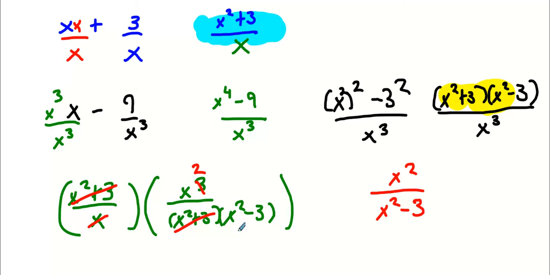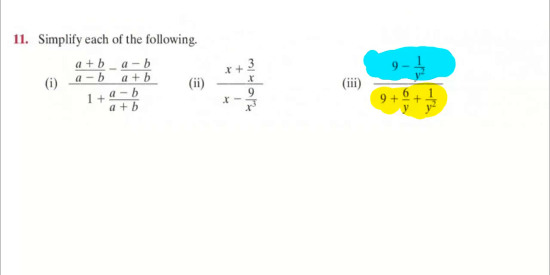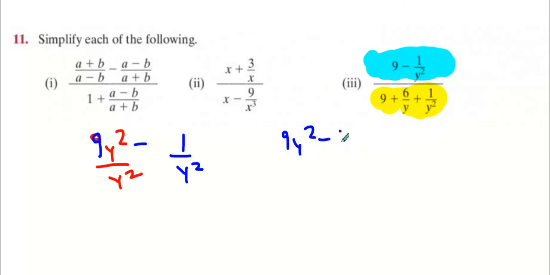How many people beat me to it? All right, good enough. All right, part 3, lads, you're on your own again. Once again, you have a blue part and a yellow part, and your job is to get a common denominator. So it's 9 minus 1 over y squared. Just lob in a y squared top and bottom, like so. And then what you should get is 9y squared take away 1 over y squared.